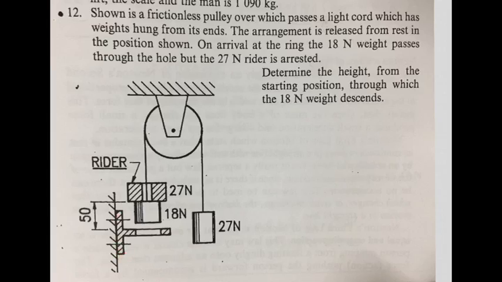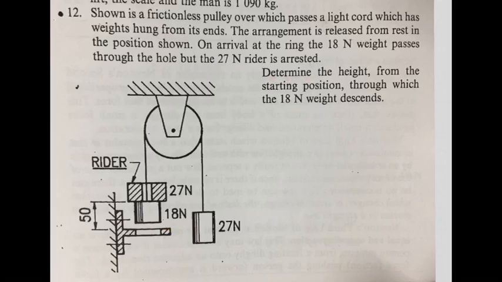Here is a bracket, and it's shown in cross section, hence the hatching lines, but here is a hole. Now that hole is just big enough to allow the 18 Newton weight to pass through without touching it, but clearly the 27 Newton weight, which is annular in shape, and which by the way is just resting on top of the 18 Newton weight, it cannot pass through the bracket, obviously. So if this contraption goes downwards, the 18 Newton weight goes through and continues, and the rider, this donut-shaped object, stays behind, resting on this bracket. If you understand that, then it is an easy problem to do.